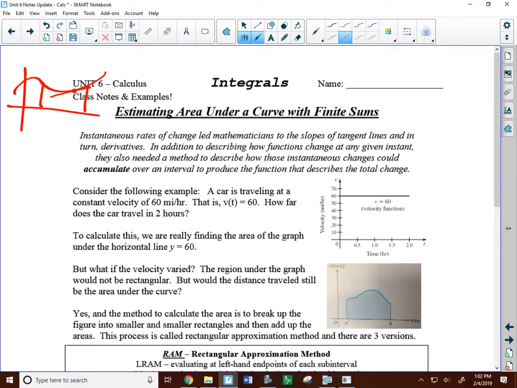Okay. Now, to do this, it might be tricky. Like, how do I find that exact area under a curve? If it was a shape like this, or a shape we knew, maybe a circle or something, we could do it. But underneath a curve, that's going to be a little bit more difficult.